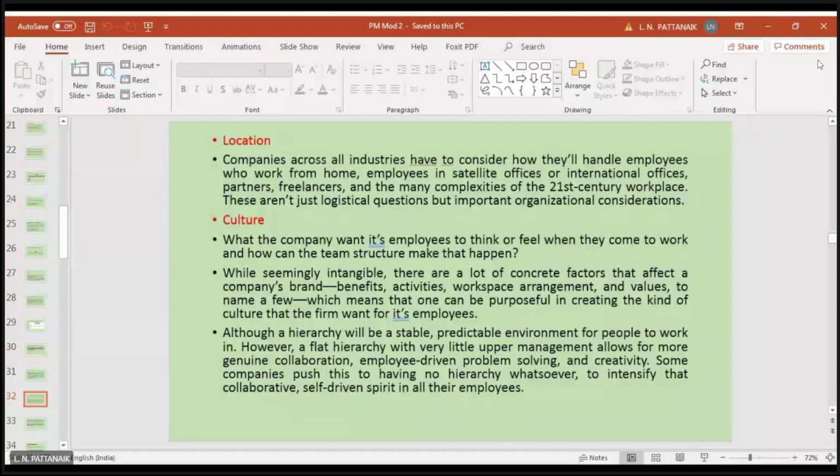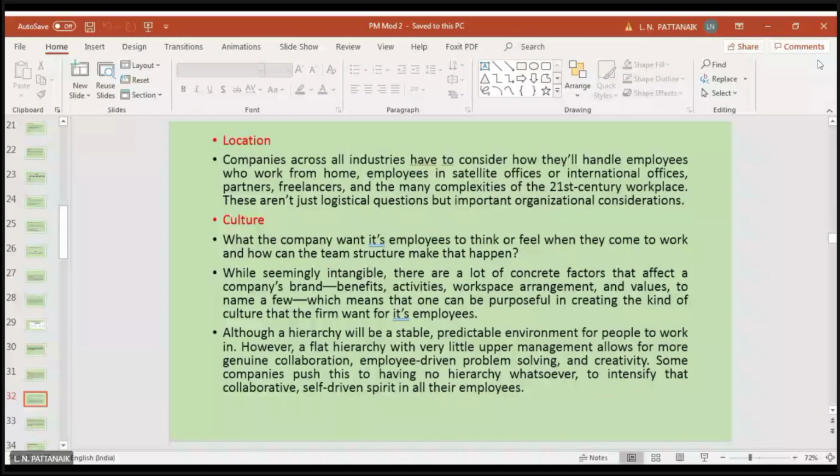problems or challenges. There may be some employees who prefer to work from home. Some employees are in satellite offices, some are with international offices, some are freelancers. So how do you design a framework or organizational structure which will be conducive to these situations when your company is spread across various geographical locations?